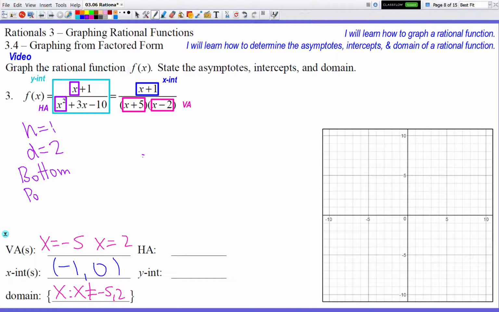And if we're in the situation where the bottom power is bigger, do you know what the HA is going to be? Do you guys remember? If you do, good job. And if you say y equals 0, awesome, excellent job. Because the bottom power is bigger, and whenever the bottom power is bigger, your HA is always y equals 0.